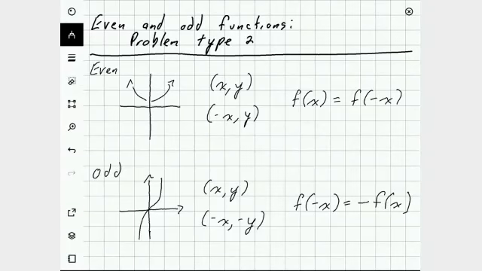That gives us the test we need. If we take a function and plug in opposite of x, we'll see what we get out. If we get out what we started with, then we have an even function. If we get out mostly what we started with, but everything is negative, then we have an odd function. If we get out something else, then we have a function which is neither even nor odd.